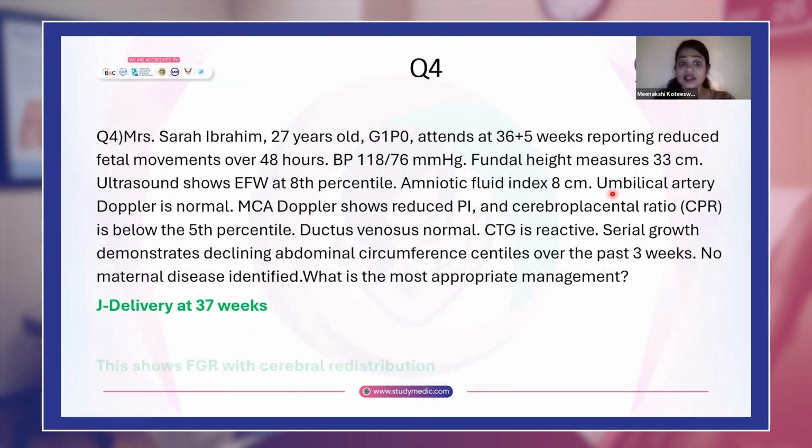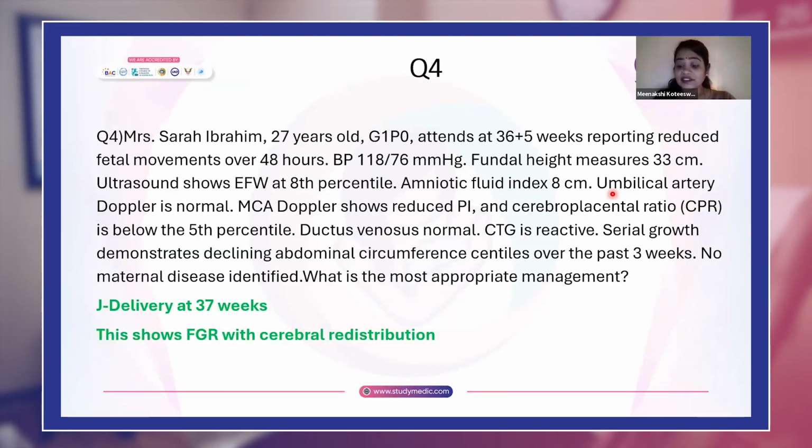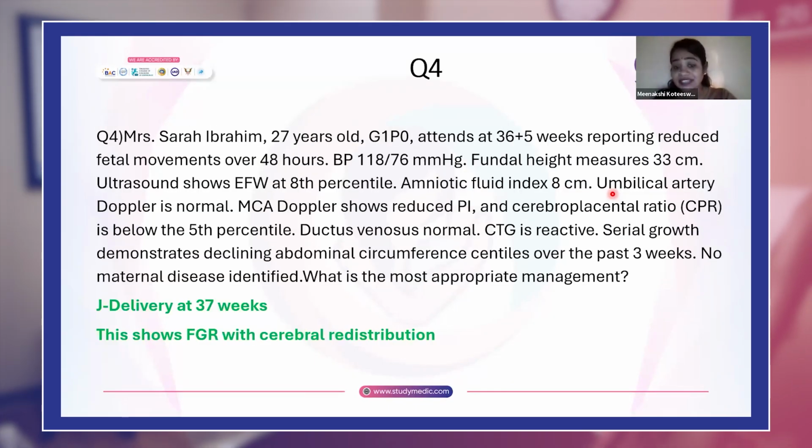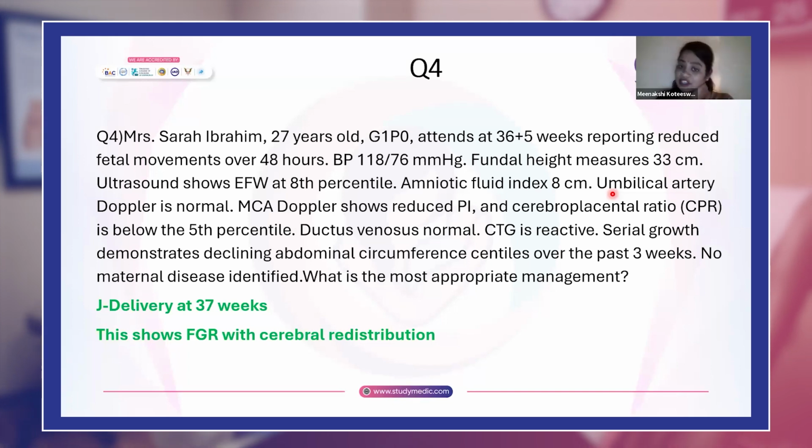And why is this? That's because you see that there is a fetal growth restriction and there is a cerebral redistribution, if you can see in this. So therefore, because the CPR is less than 5th centile, you will be waiting and then you will be delivering after 37 weeks.